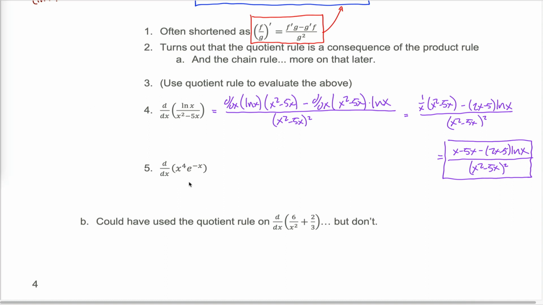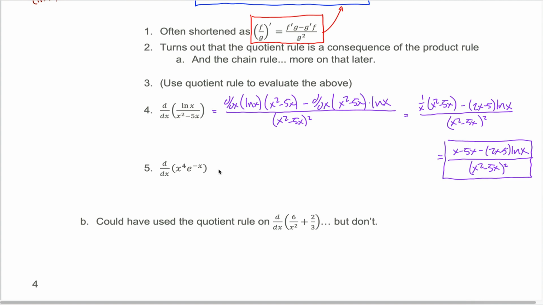What about this example? If you stare at this example, you might think that I, your teacher, made a mistake, because you look at this and you're like, I don't see a quotient, I see a product. I should use the product rule, not the quotient rule. No. And the reason why is because if you were using the product rule, you'd have to figure out the derivative of e to the negative x power. And you, at this point in the class, don't yet know the derivative of e to the negative x power. That's going to end up involving this thing called the chain rule, which we haven't yet learned.